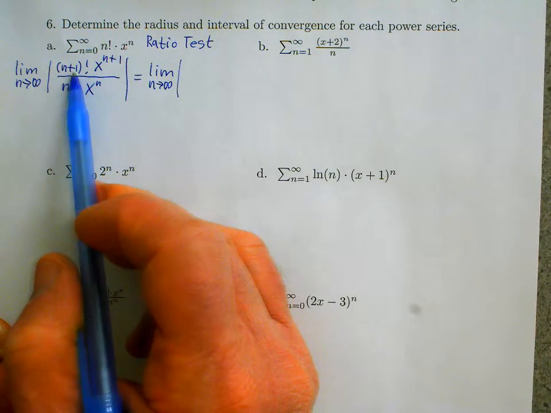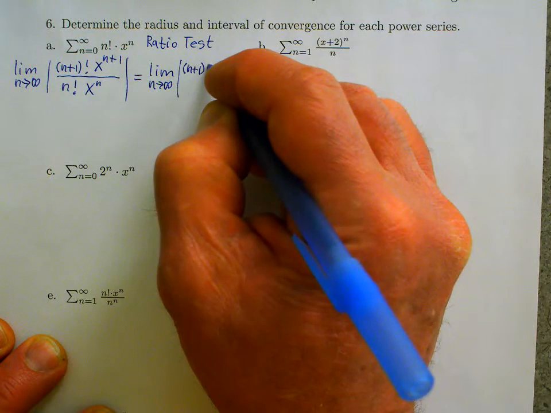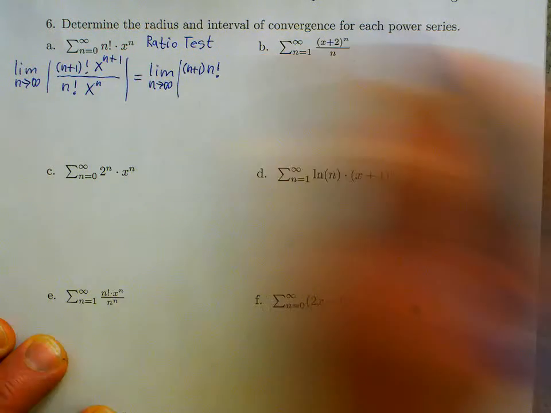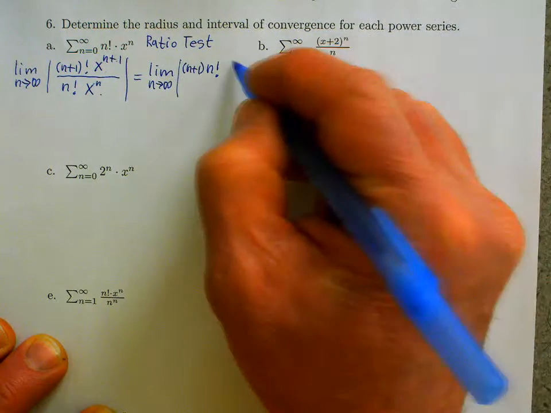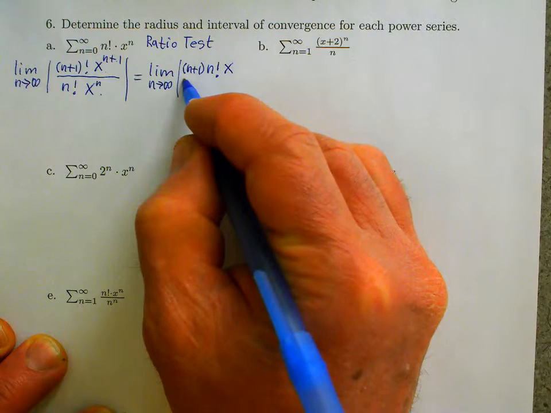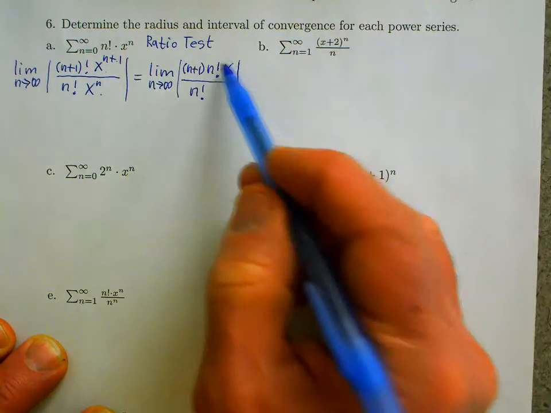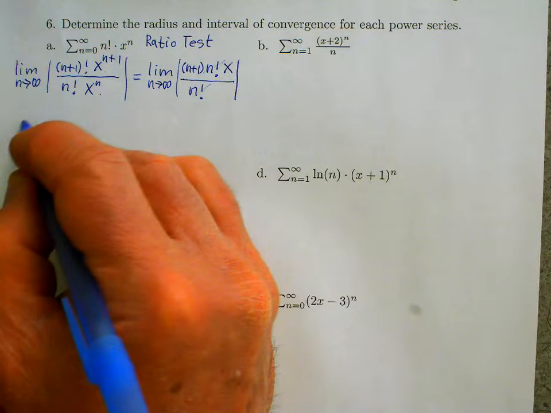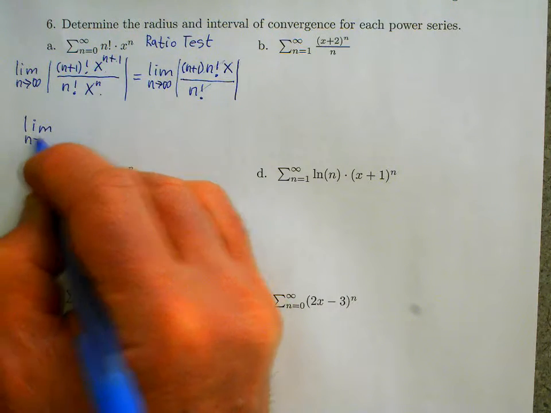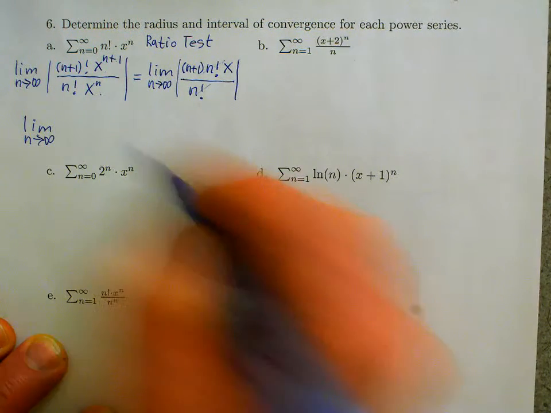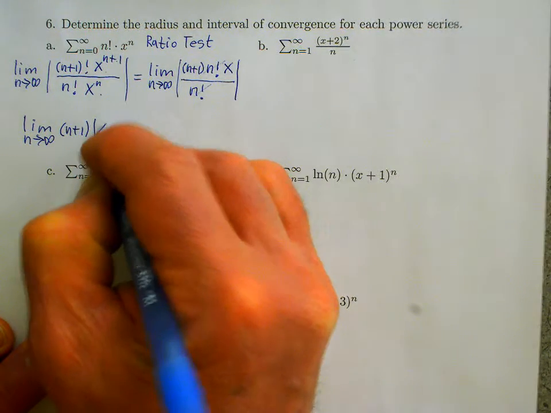Okay, so rewrite n plus 1 factorial as n plus 1 times n factorial. And then x to the n plus 1 over x to the n is just x. And in the denominator, we have n factorial. The n factorials cancel. So we're left with the limit as n approaches infinity of n plus 1 times the absolute value of x.